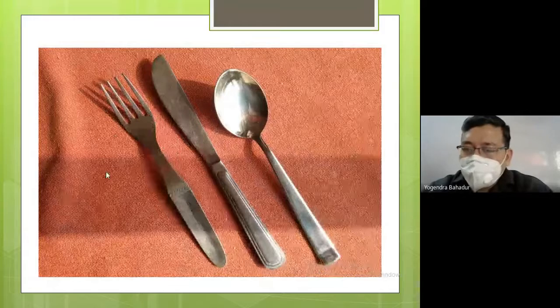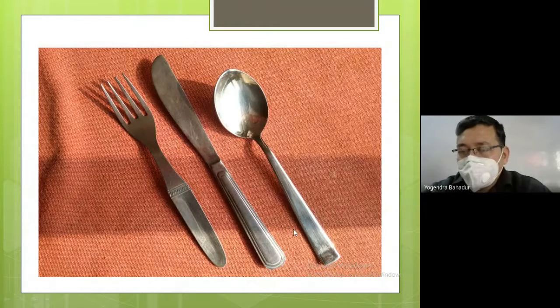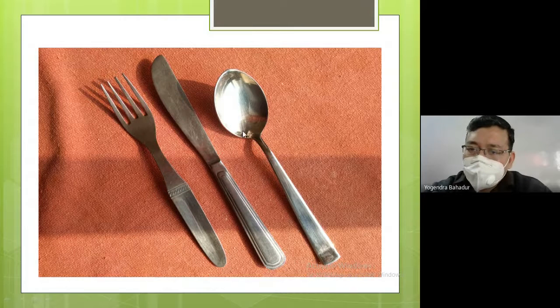Next, as you can see, I have a combination of three cutleries in front of you. Generally, we place the spoon and the knife on the right hand side of the cover and the fork on the left hand side of the cover. Keeping that principle in mind, I have kept the spoon and the knife on the right hand side only, and the fork on the left hand side only.